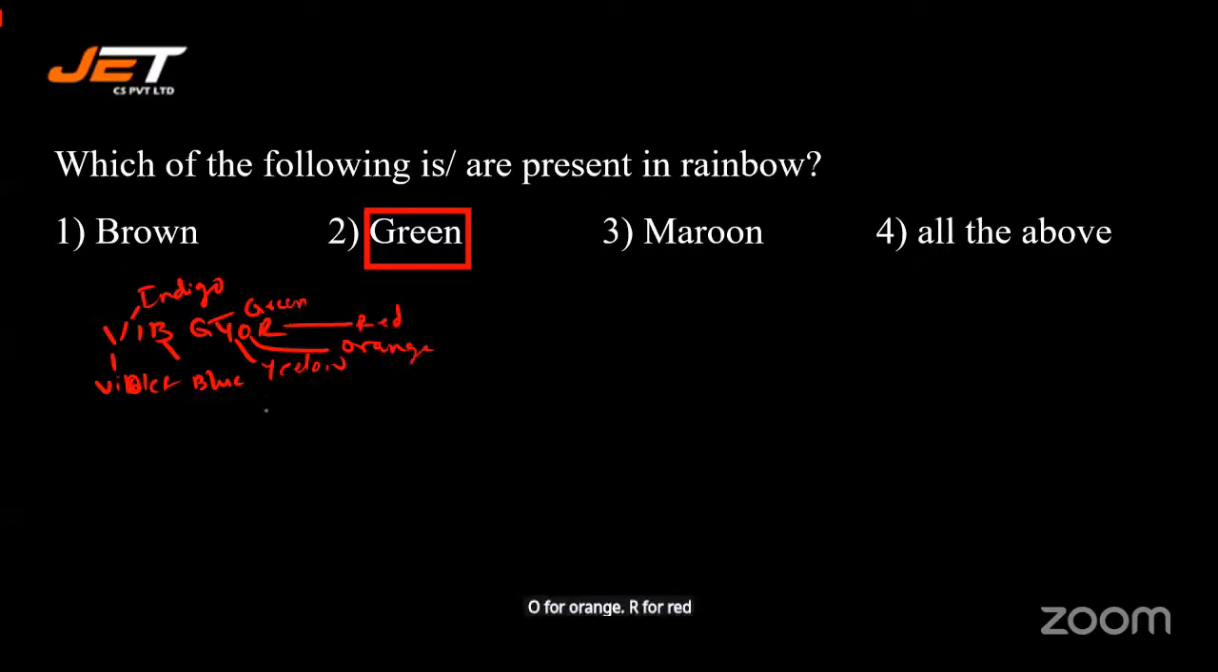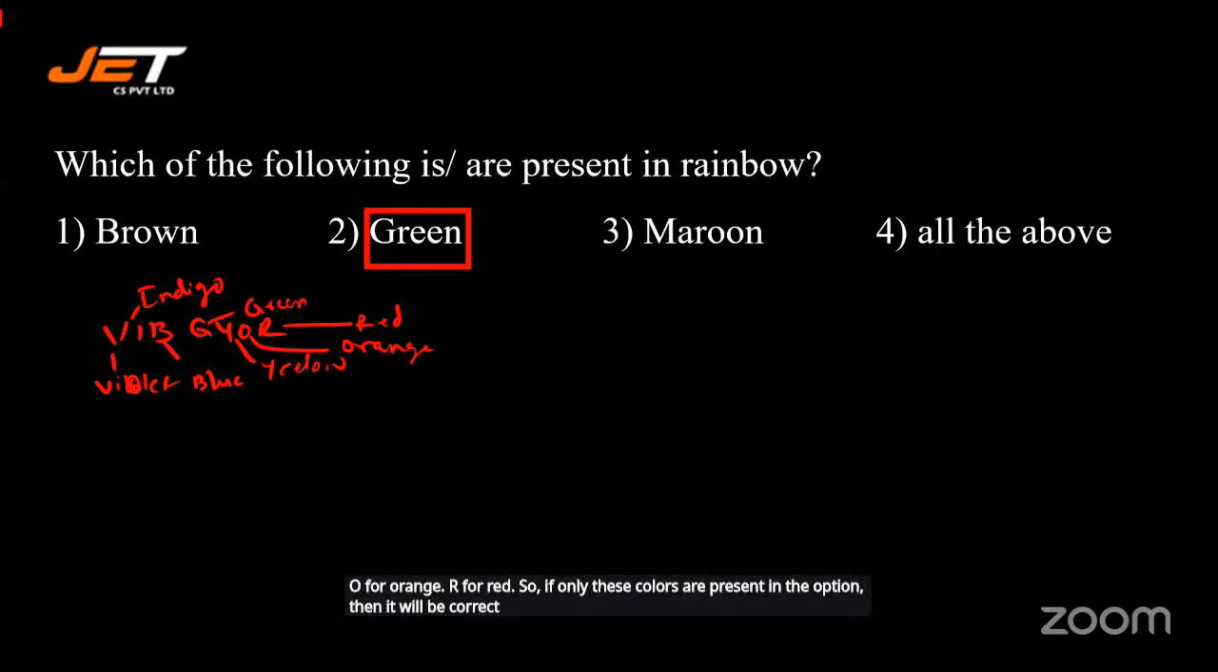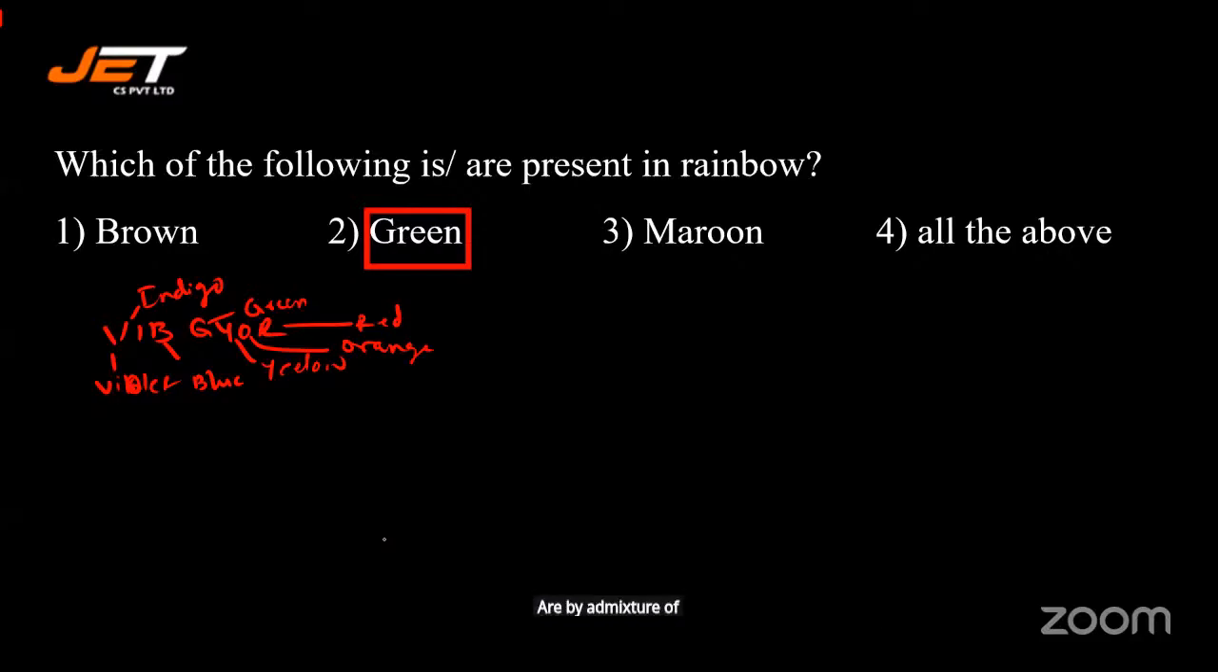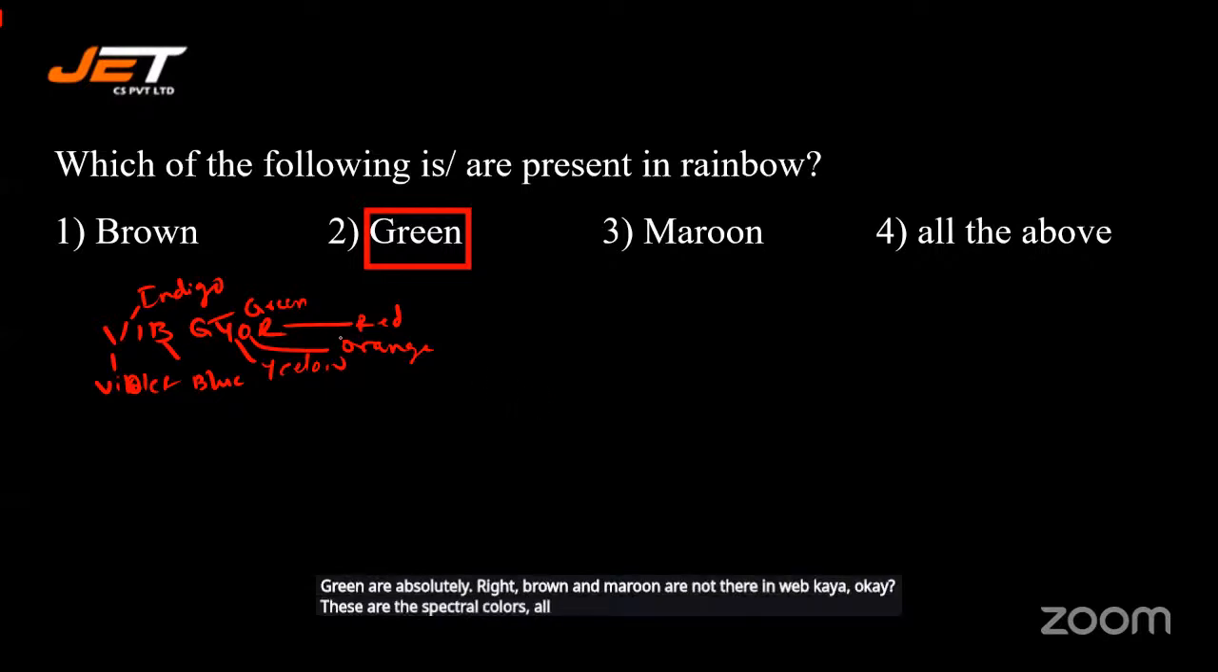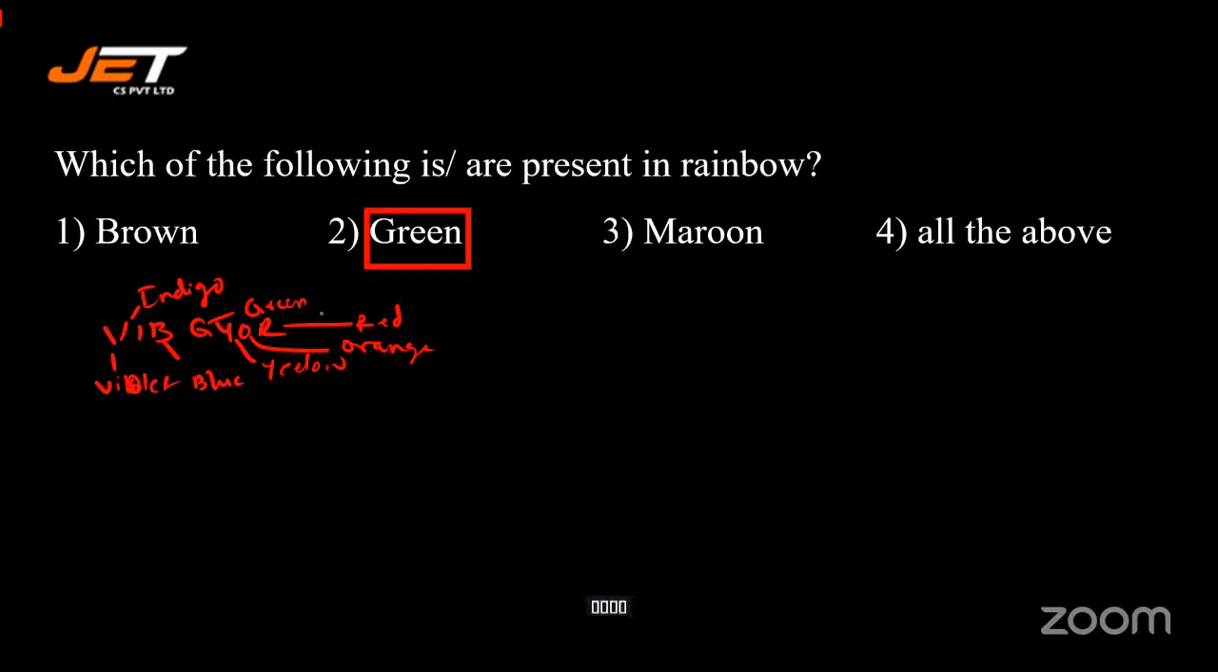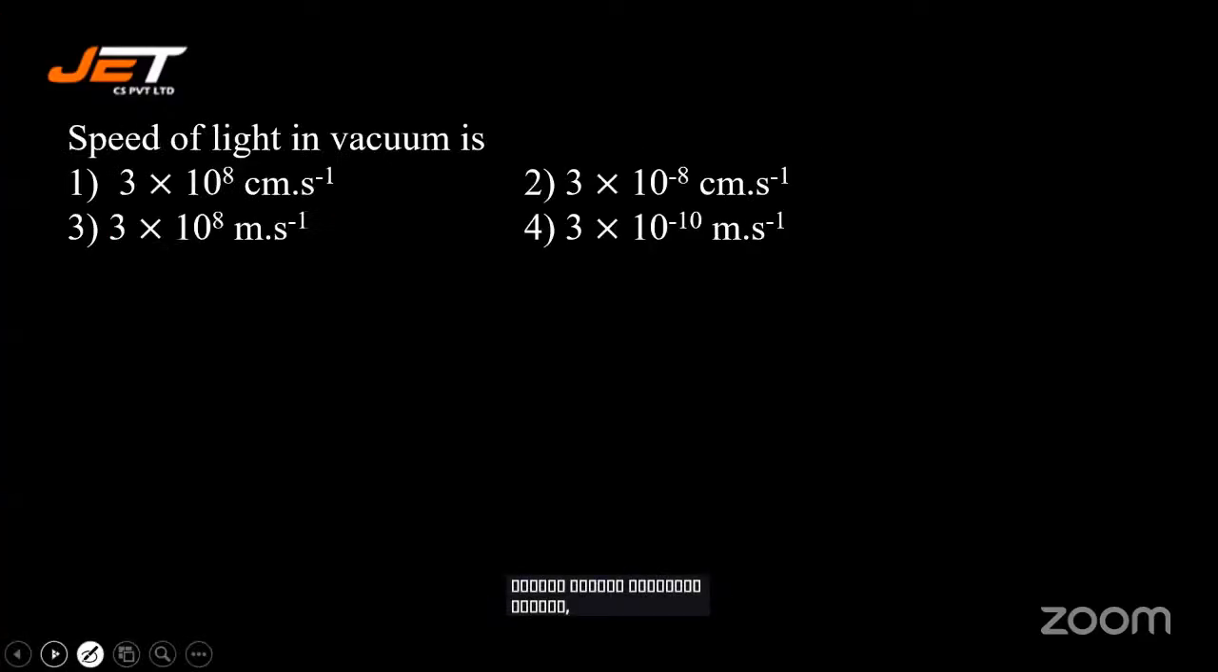So if only these colors are present in the option, then it will be correct. The remaining shades which are mentioned here are by admixture of these colors. So those who have answered it is green are absolutely right. Brown and maroon are not there in Vibgyor. Okay, these are the spectral colors. All the 7 colors are called the spectral colors. Remaining colors are certain shades of these colors at different wavelengths, but they are not a part of the spectrum. So now let us see the next question.